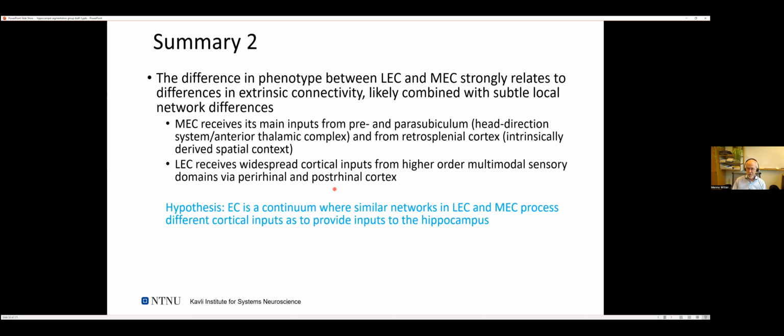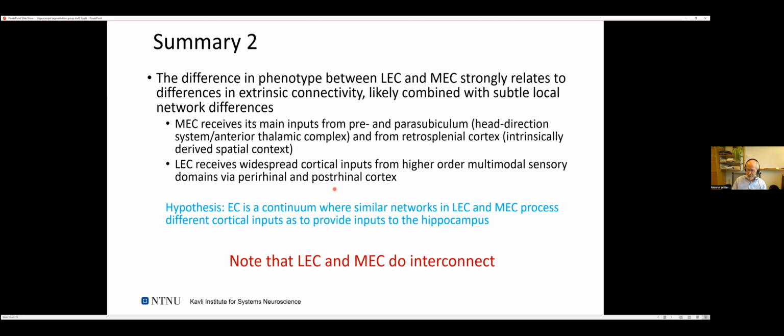So what we currently assume is that the entorhinal cortex is a continuum in terms of its networks, intrinsic networks, although there are subtle differences, as I pointed out. But those networks, to a large extent, deal with information in a similar way, such that the hippocampus can use that as an input and build higher order representations that probably associate with what we call episodic memories. But they represent different sets of inputs. So MEC deals with intrinsically generated inputs, whereas LEC deals with input that represents our sensory percept of the outside world.